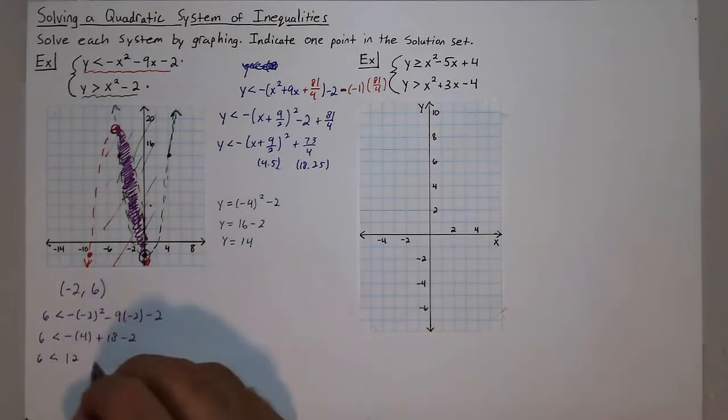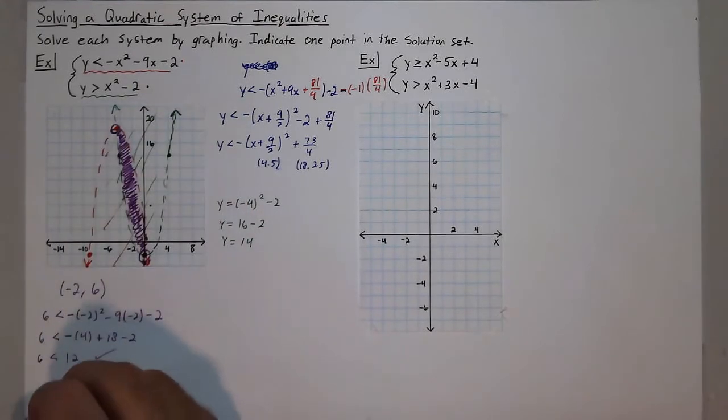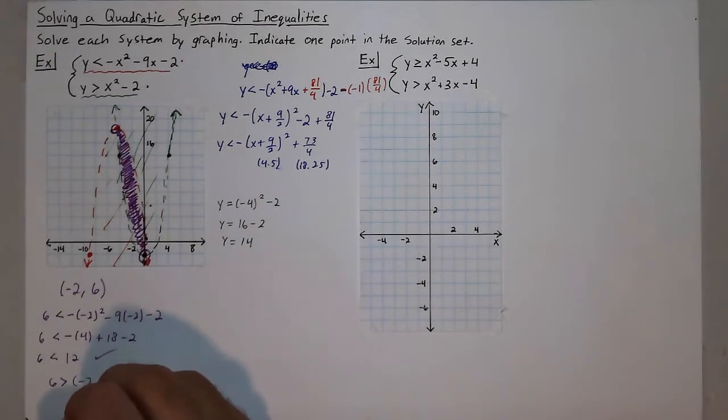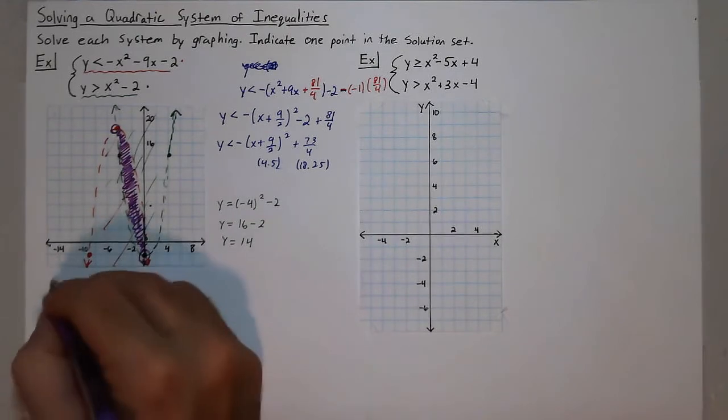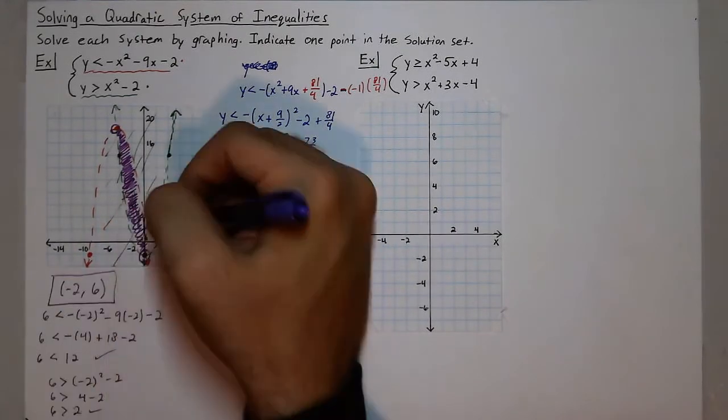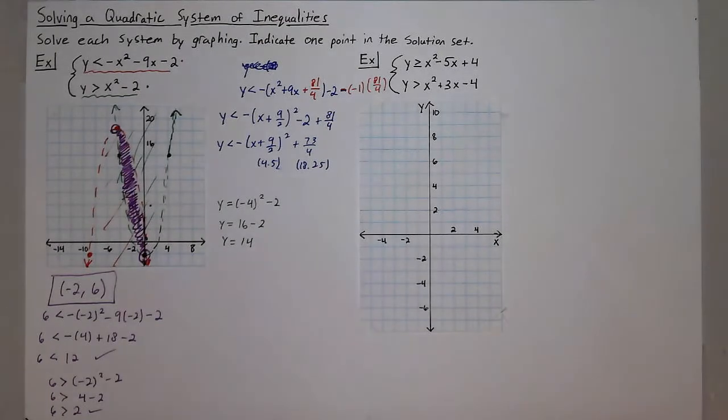So yes, it's true for the first inequality. We could try the next one. 6 is greater than -2 squared minus 2, which will give me 6 is greater than 4 minus 2, which is certainly correct. 6 is greater than 2. So just to be sure, that is a point. And you could have picked any point within that set to solve that problem.